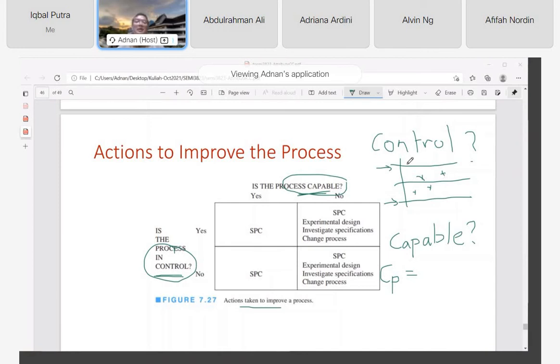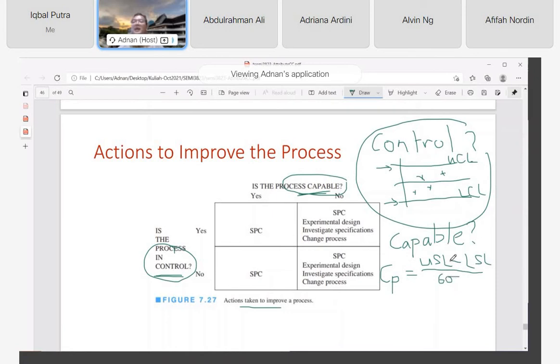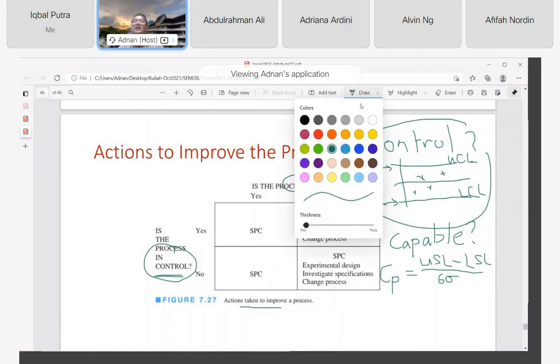Now we want to check whether the process is in control or not. We are checking using this control chart where you have upper control limit, lower control limit. But when we say capability, we are comparing the specification: upper spec minus lower specification limit, divided by 6 multiplied by sigma. Why is it 6 multiplied by sigma? Actually, this is the range of 6 sigma.